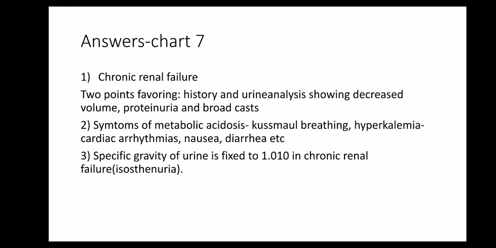What are the other clinical manifestations of the above condition? What is the specific gravity in the above condition? So it's a case of chronic renal failure. History and urine analysis showed decreased volume, proteinuria and broad casts. Other symptoms that can occur in chronic renal failure are symptoms of metabolic acidosis, that is Kussmaul's breathing, which is nothing but hyperventilation. Then hyperkalemia causes cardiac arrhythmias, nausea, vomiting and diarrhea, etc. Now what is the specific gravity in chronic renal failure? It is fixed at 1.010, which is called isosthenuria.